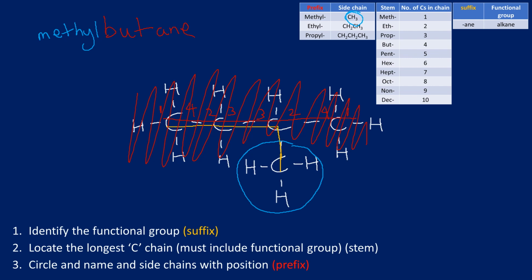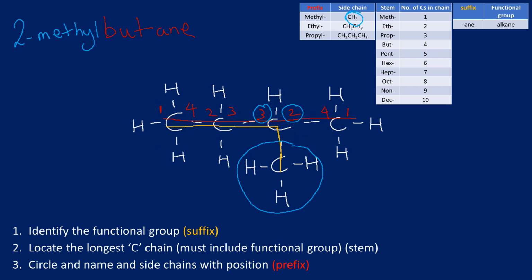In terms of the position, I've got two options. It's either 2 or 3. It depends on which way I've numbered the chain. And the rule is you have to go with the lowest number. So this would be called 2-methyl butane. And that's if I go with the red chain.